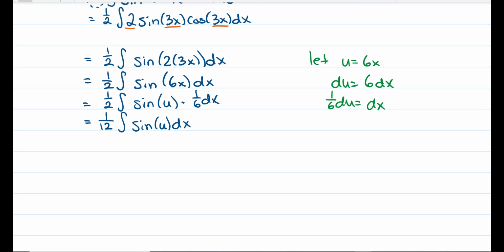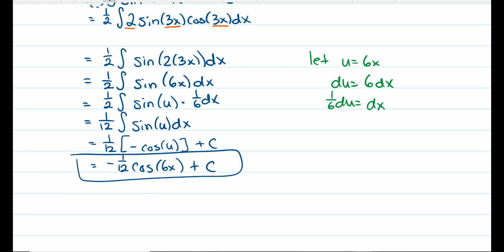Now I'm going to integrate that, and I'm going to get 1/12 times negative cosine of u plus c, which is negative 1/12 cosine of 6x plus c. That one is just a little bit tricky.